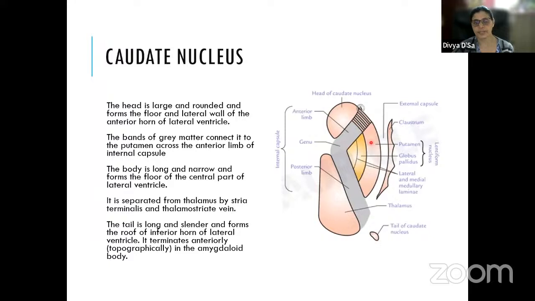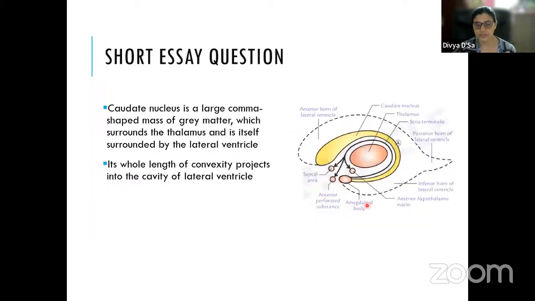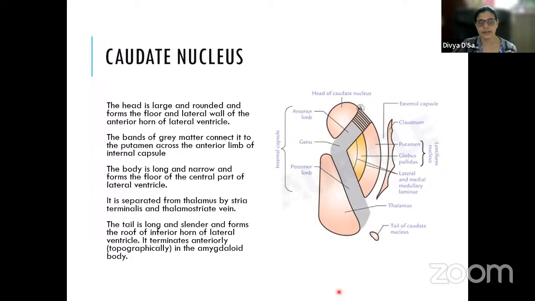Here it is separated from the thalamus by the thalamostriate fibers, thalamostriate vein separates the thalamus from this body. Okay, then the tail is long. If you see the tail, this is the tail. The tail is long and slender and forms the roof of the inferior horn of lateral ventricle.